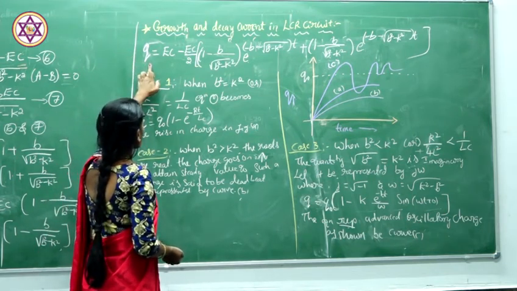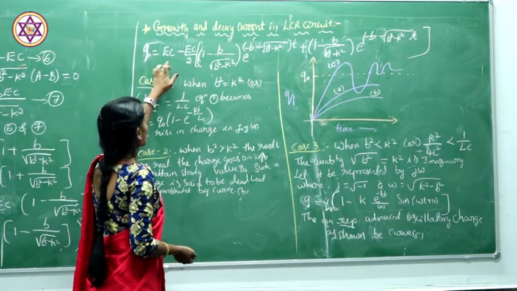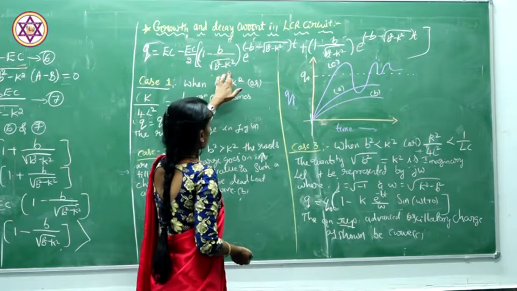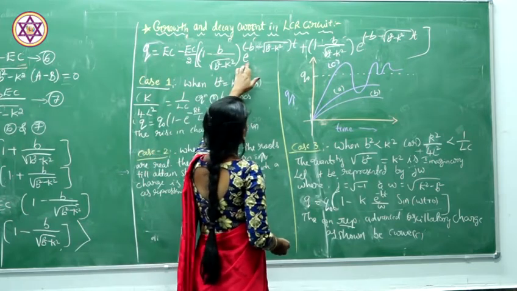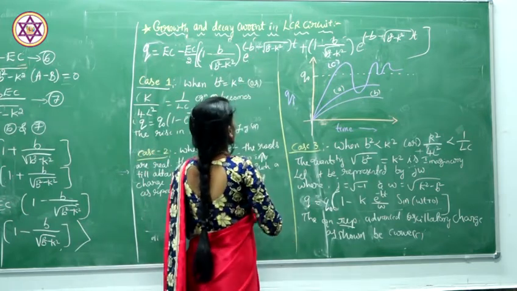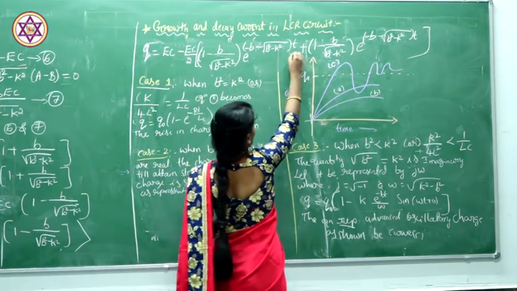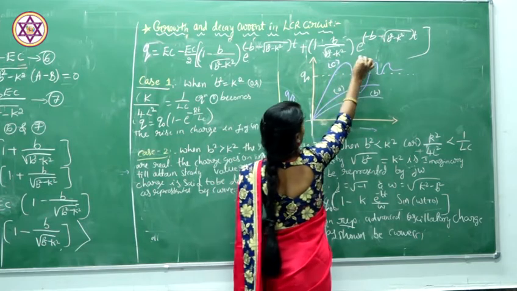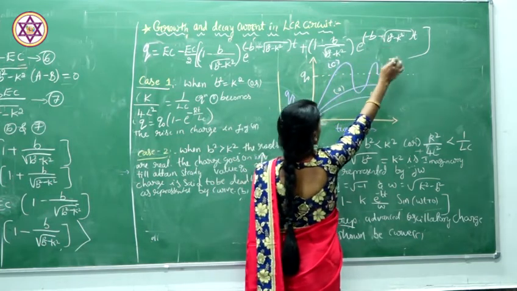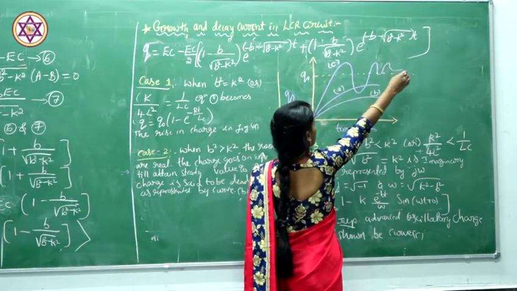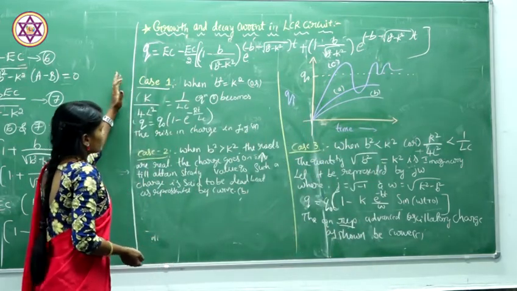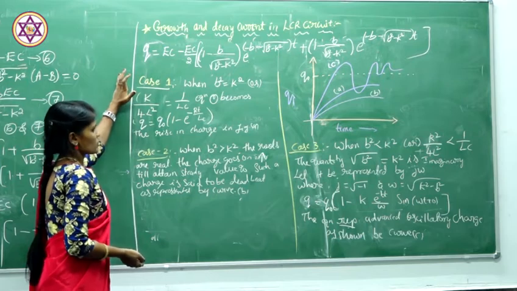Again the equation Q is equal to EC minus EC by 2 into 1 minus b by root of b square minus k square into e to the power of minus b minus root of b square minus k square into t, plus 1 minus b by root of b square minus k square into e to the power of minus b minus root of b square minus k square into t. Here in this equation there are three special cases.